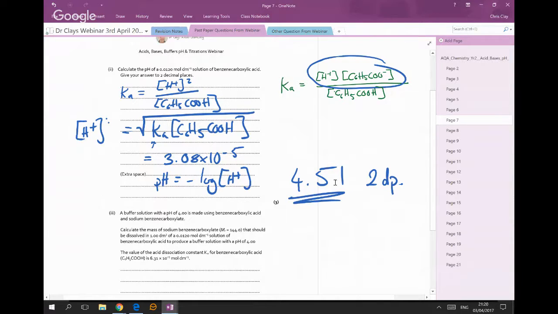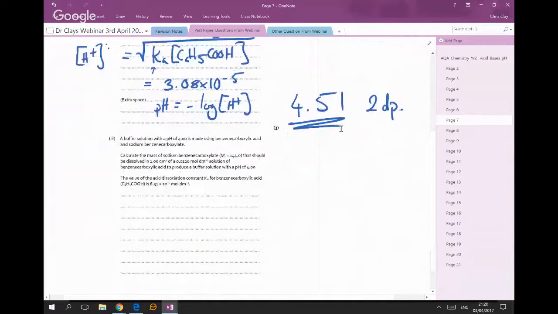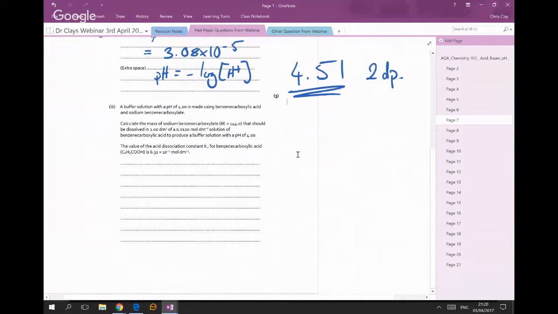Now we're on to the slightly more difficult question. The classic way of asking these questions is to take you through questions getting progressively more complicated until we end up to the classic buffer solution. All right, a buffer solution with a pH of 4 is made using benzene carboxylic acid and sodium benzene carboxylate.